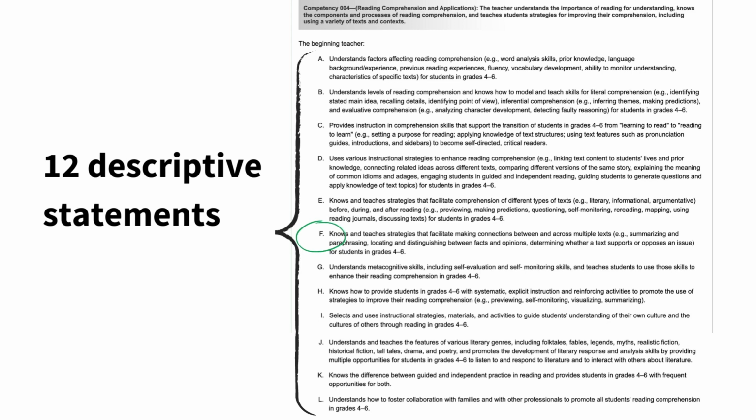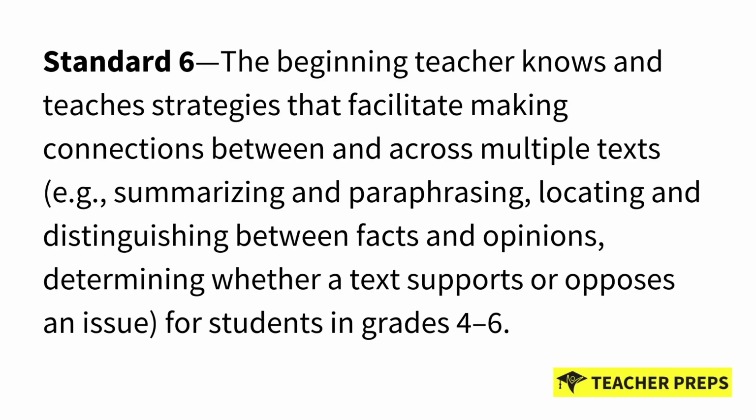Moving straight into our sixth descriptive statement in competency 4, this one reads, knows and teaches strategies that facilitate making connections between and across multiple texts, such as summarizing and paraphrasing, locating and distinguishing between facts and opinions, determining whether a text supports or opposes an issue. Once again, this is all for students in grades 4 through 6.